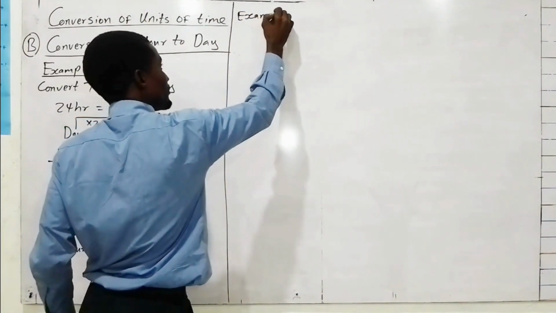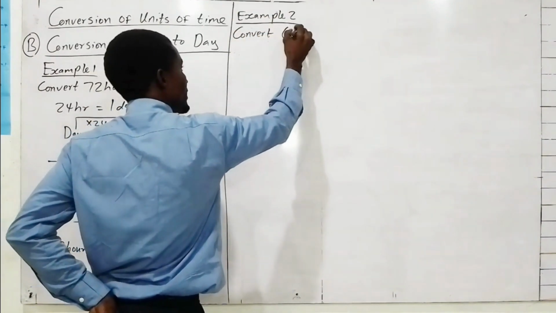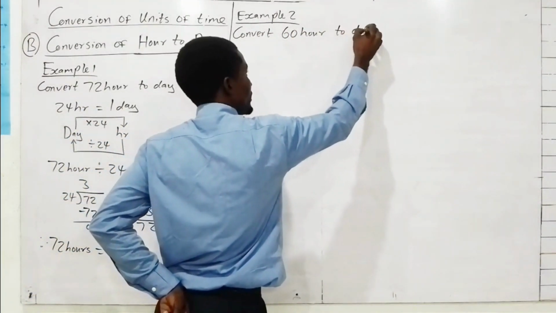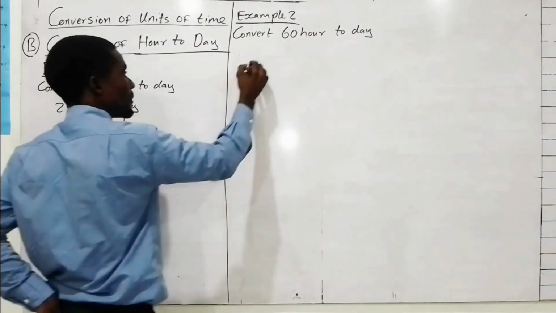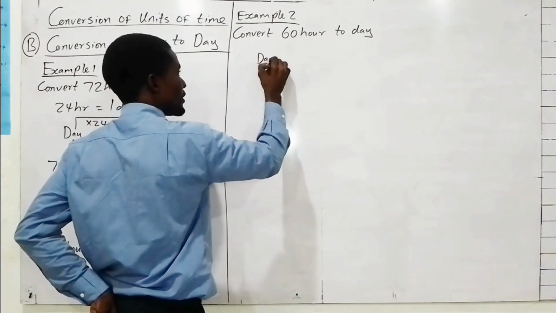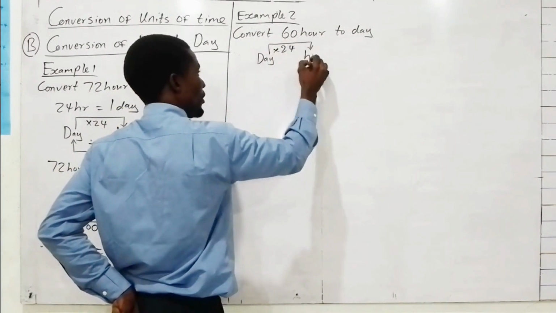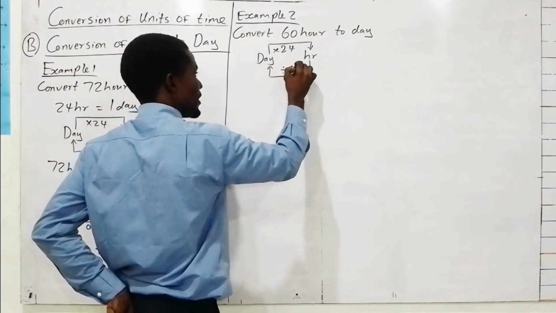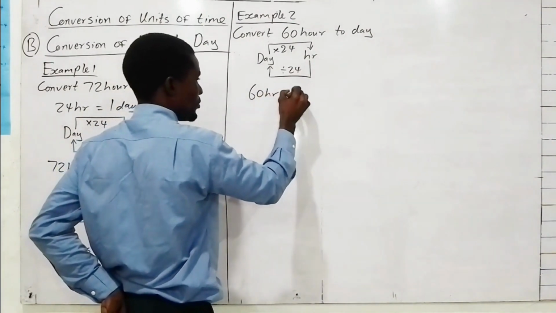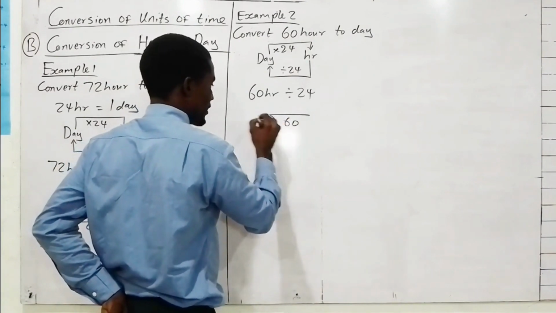Let's take another example. Example 2: convert 60 hours to day. Our rule says that when converting from day to hour, we multiply by 24. And when converting from hour to day, we divide by 24. So 60 hours will be divided by 24. Let's take our long division method, 60 and 24.